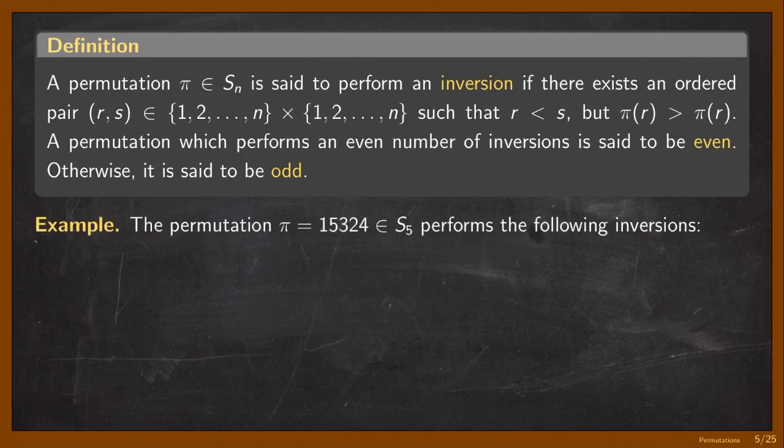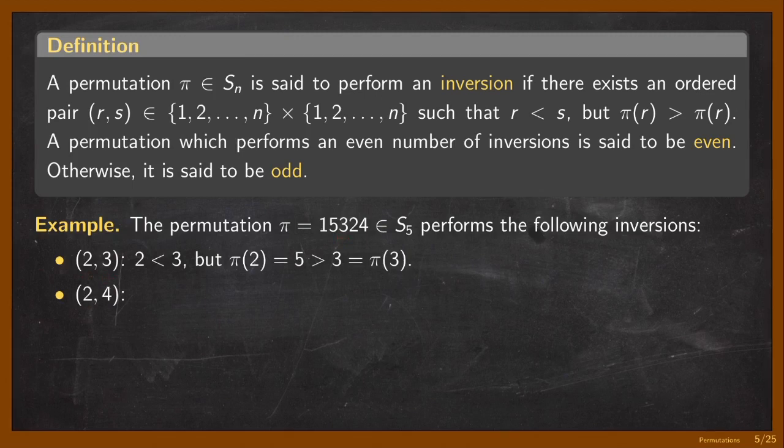Let's consider a bigger example. For example, pi is 1 5 3 2 4, and this is in S of 5 because there are now 5 applicants and 5 jobs. This permutation performs the following inversions. For example, 2, 3. Why? The image of 2 is 5. The image of 3 is 3. As you can see, even though 2 is less than 3, the image of 2 is bigger than the image of 3.